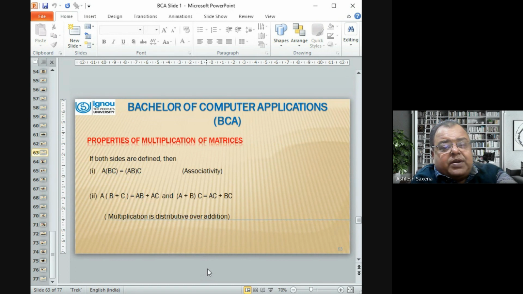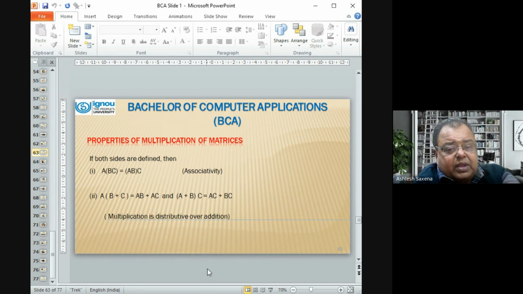Now, what are the properties? I said it's somewhat difficult, but you have to do more practice for the multiplication of matrices. If there are 3 matrices, A, B, and C, then A multiplied by the product of B and C will be the same as the product of A and B and then C. That is the associativity.